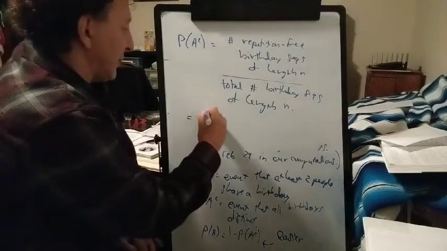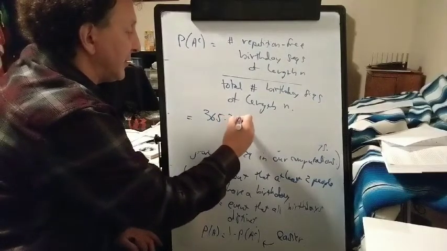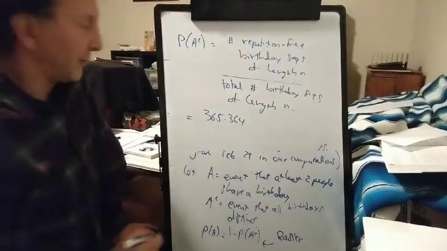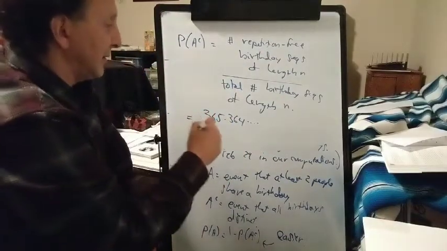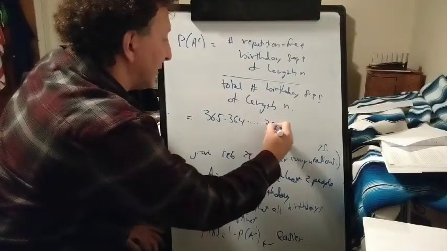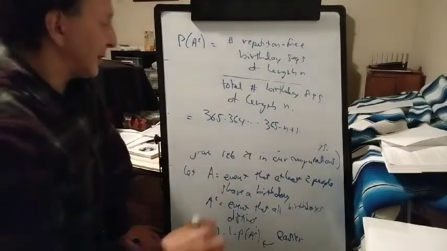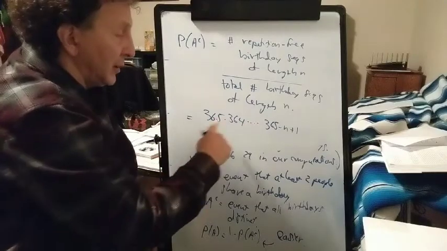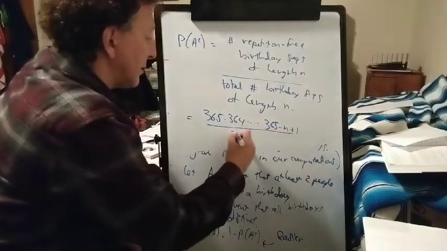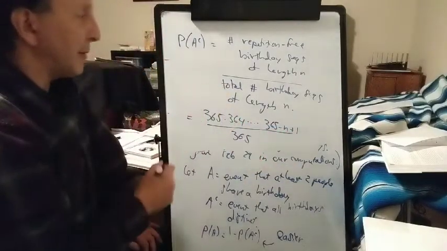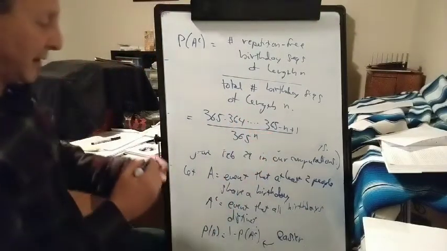For the top, we have 365 choices for the first birthday, then 364 for the second birthday if we don't want it to be the same as the first. We have a product of n numbers here, so the nth one is going to be 365 minus n plus 1, because we're taking 365 minus 0, minus 1, minus 2, so minus (n minus 1) would be the nth one. For the total number of birthday sequences, every person could have any one of the 365 days as their birthday, so 365 to the n.